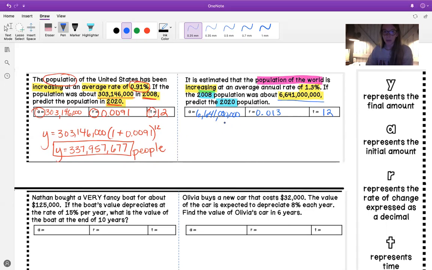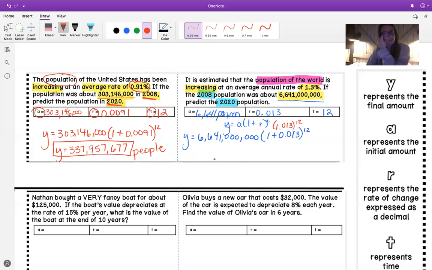So we're going to take that and put it into our equation, and that's t. Again, we're solving for y, so we'll leave that as y equals A, which is that very long number, times 1 plus 0.013 to the 12th power. If you want to add those together, that's going to become 1.013.